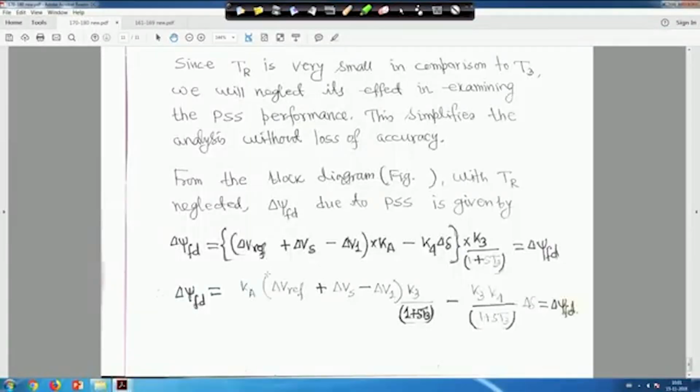So when we write like this, it will be delta psi FD, I told you, K delta V reference plus delta Vs minus delta V1, here I did not substitute that, I will substitute into K minus K4 delta delta, again into K3 upon 1 plus ST3, is equal to delta psi FD, right. So delta psi FD is equal to, with a little bit of simplification, K delta V reference plus delta Vs minus delta V1 into this term K3 upon 1 plus ST3 minus K3 K4 upon 1 plus ST3 delta delta, is equal to delta psi FD, right.